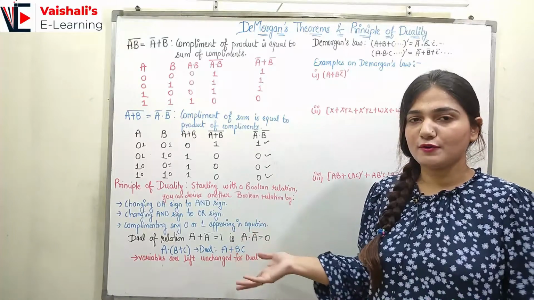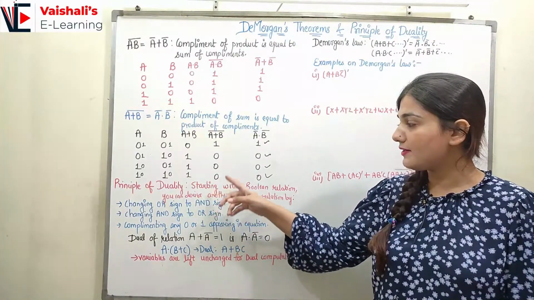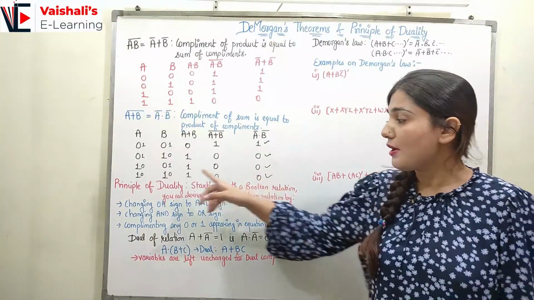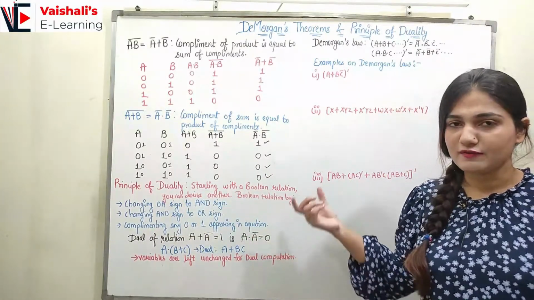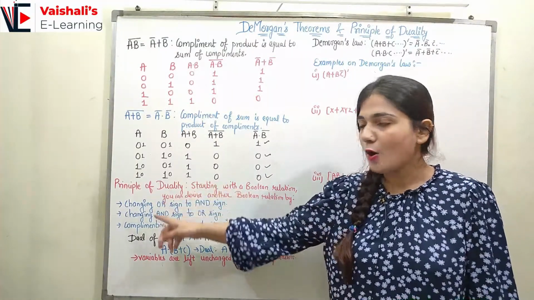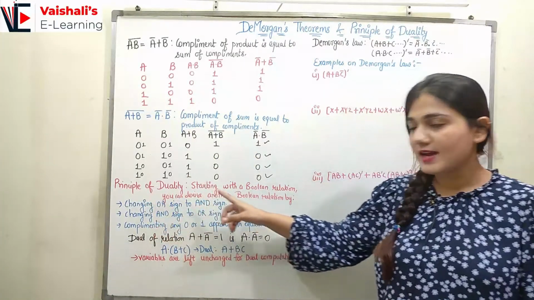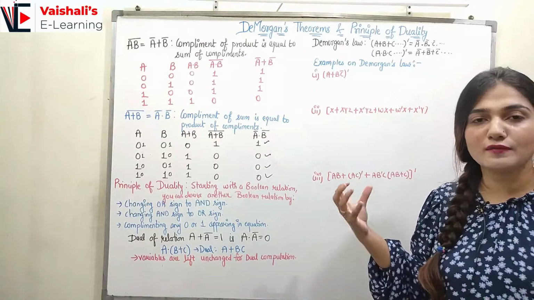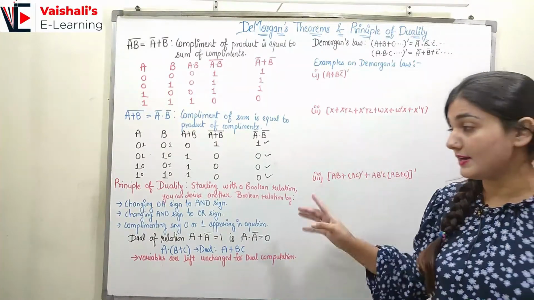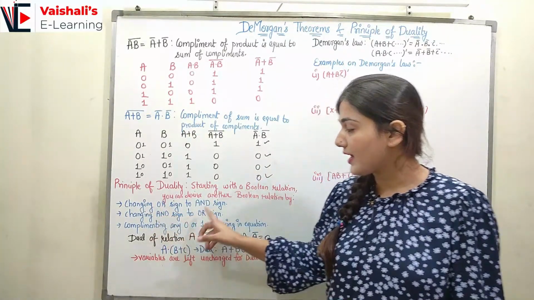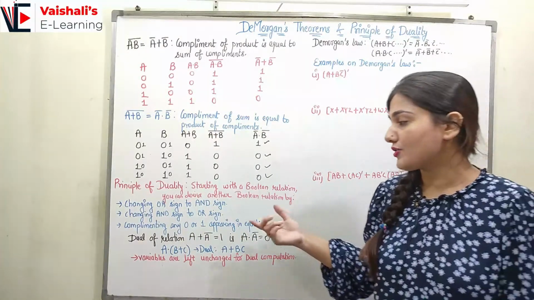Coming to the principle of duality. According to the principle of duality, we start with a Boolean relation. We can derive another Boolean relation from the given Boolean relation. How are we going to derive the next Boolean equation? By changing each OR sign to the AND sign, and each AND sign to the OR sign.